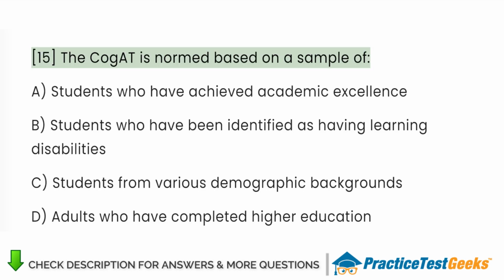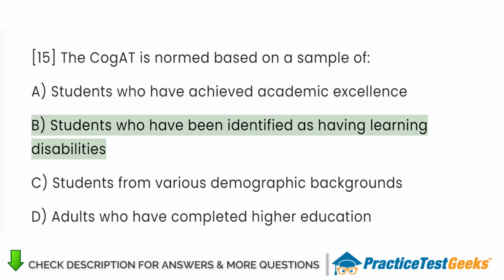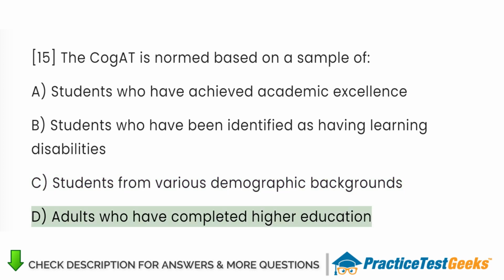The CogAT is normed based on a sample of A. Students who have achieved academic excellence. B. Students who have been identified as having learning disabilities. C. Students from various demographic backgrounds. D. Adults who have completed higher education.